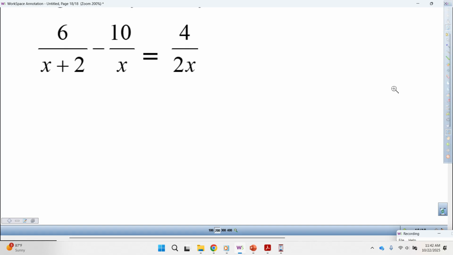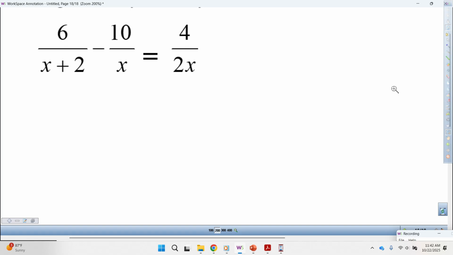No, it's not. Very good. Why not, Mr. Q? Because a proportion is only one fraction equal to another fraction. In this case, we have two fractions on one side equal to one fraction on the other side, so therefore, this is not a proportion.